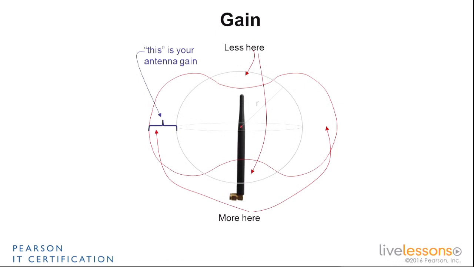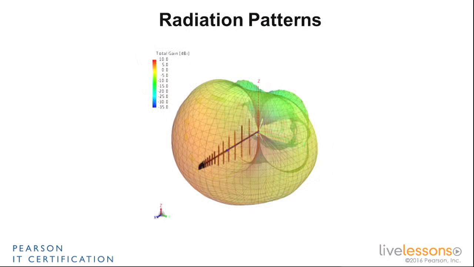So you see, it's a passive gain, right? It's nothing that the antenna is adding. It's not sending more energy than it received. It just shapes the energy differently, and it shapes it by sending it more in one direction and less in some other. So some vendors can give you a radiation pattern with that kind of chart.